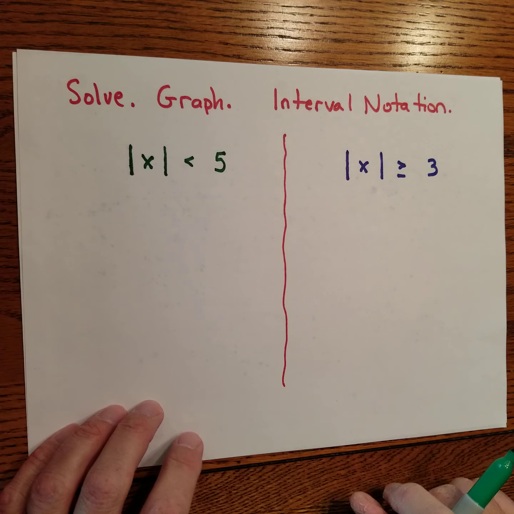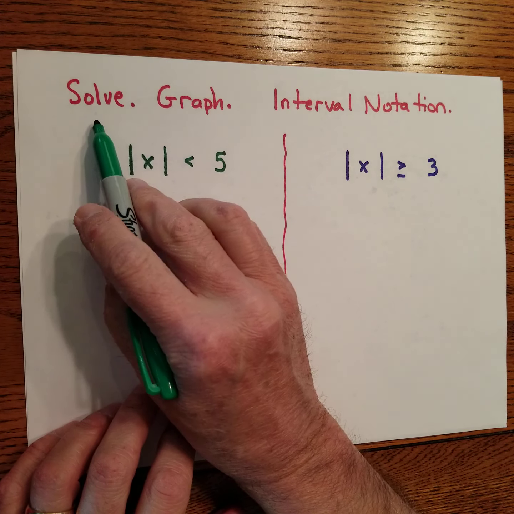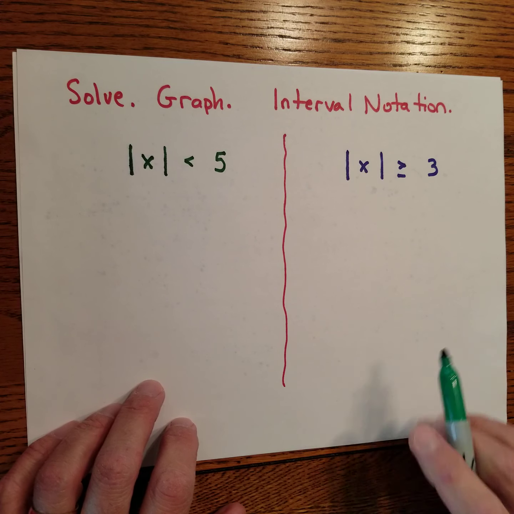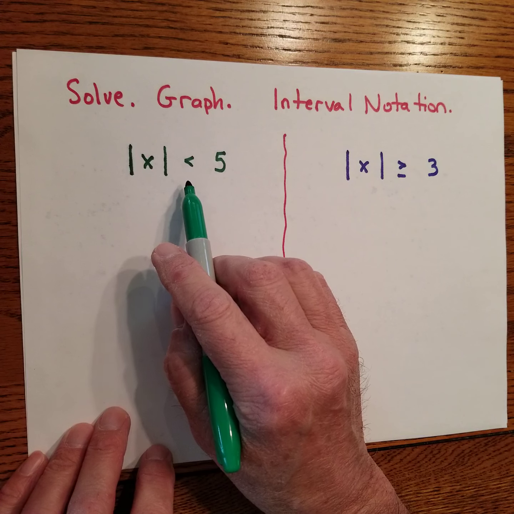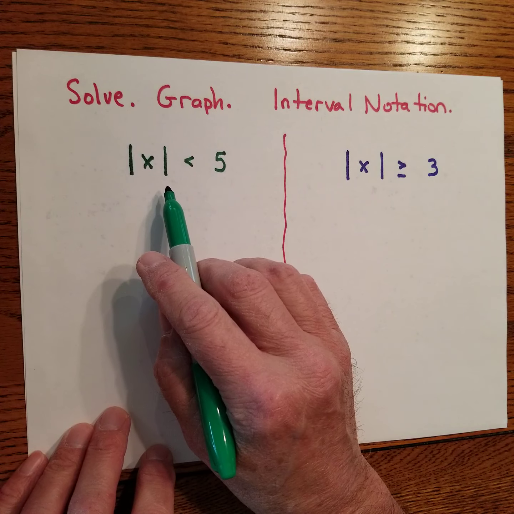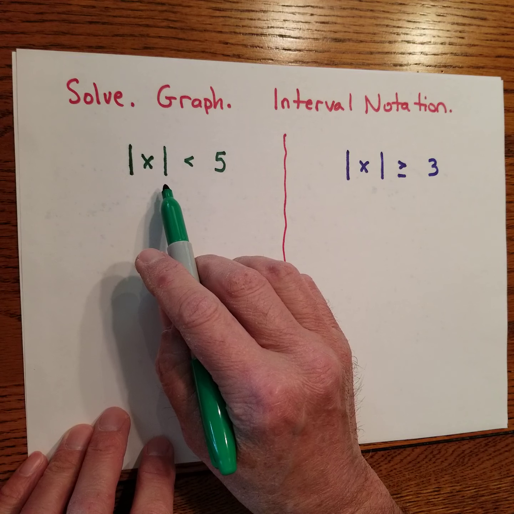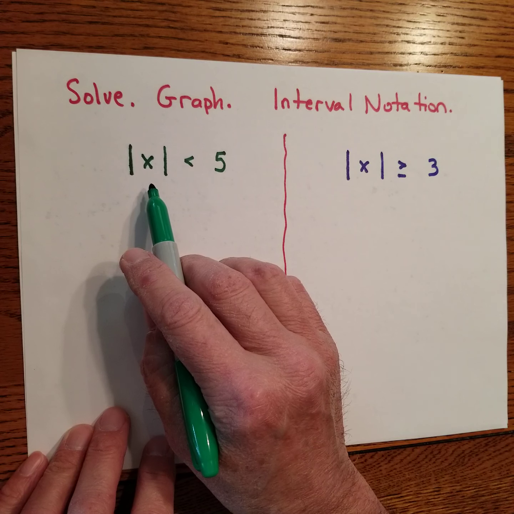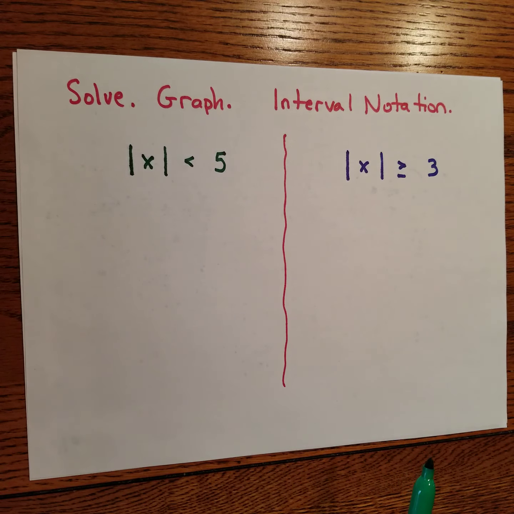Here are the two basic absolute value inequality problems. For each one, we're going to solve, graph, and find the interval notation. What does this really say? Absolute value of x is less than 5. But absolute value means distance from 0. So this really says, can you show me all the numbers whose distance from 0 is less than 5? All the numbers that are closer to 0 than 5 is.